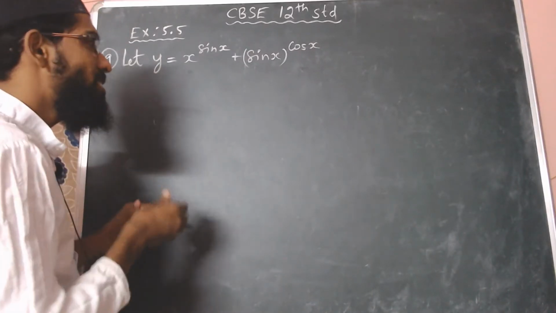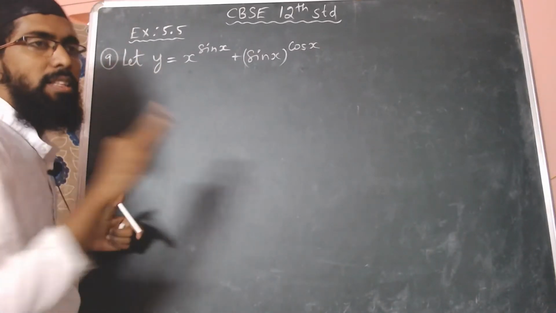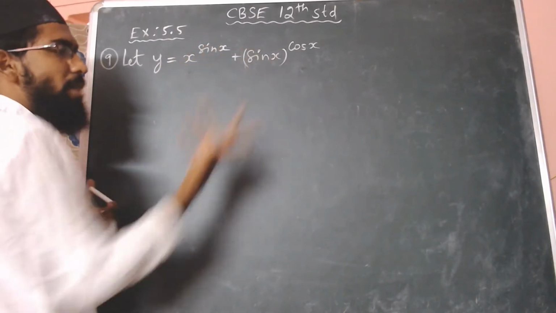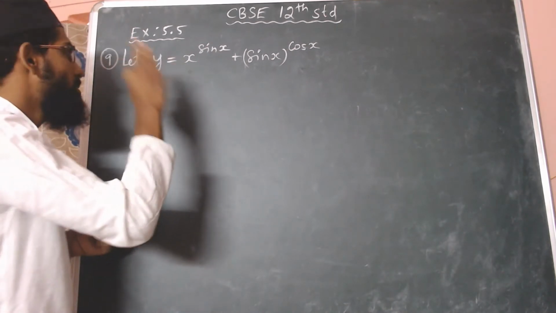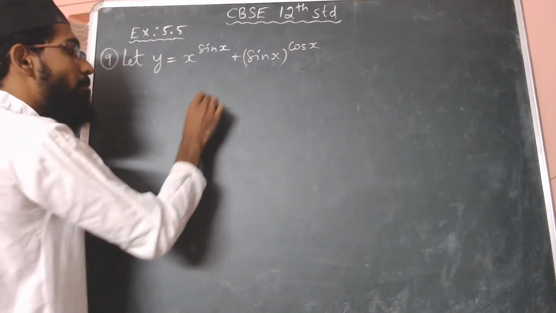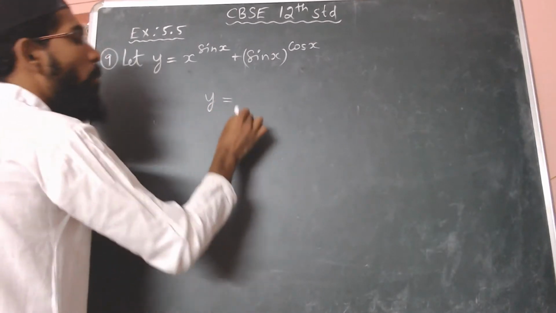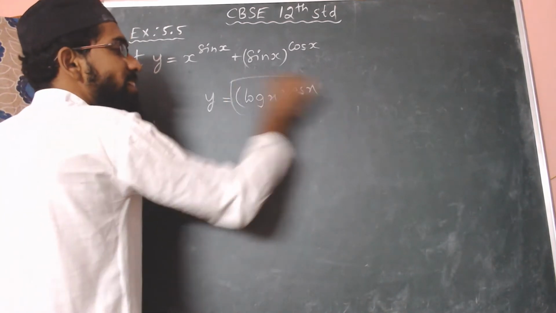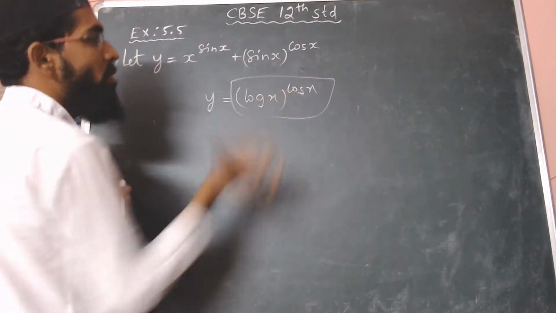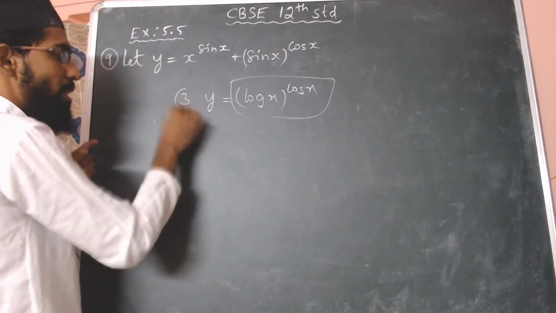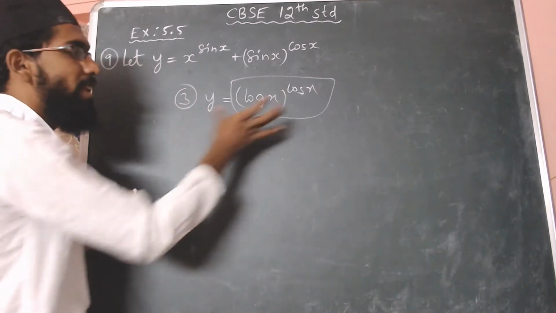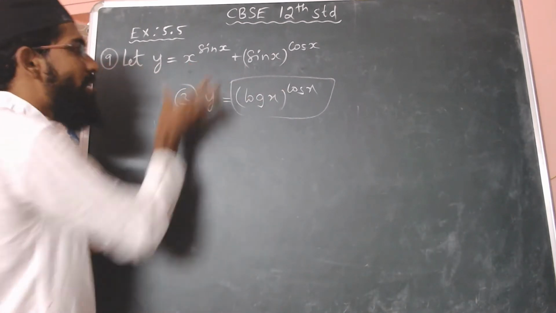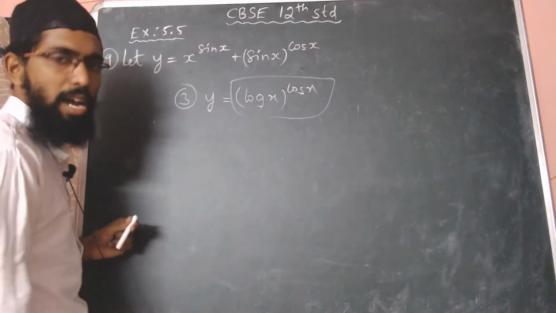Right. Now for the last sum, the 5.5 third sum, I took log on both sides, because the base is also variable and the power is also variable. The same thing applies here, but the difference between that sum and this one is that the 5.5 third sum is y equal to x power cos x, where the right hand side is a monomial. We have only one term on the right hand side. Whereas here it is a binomial, we have two terms. This is one term and this is another term, right?